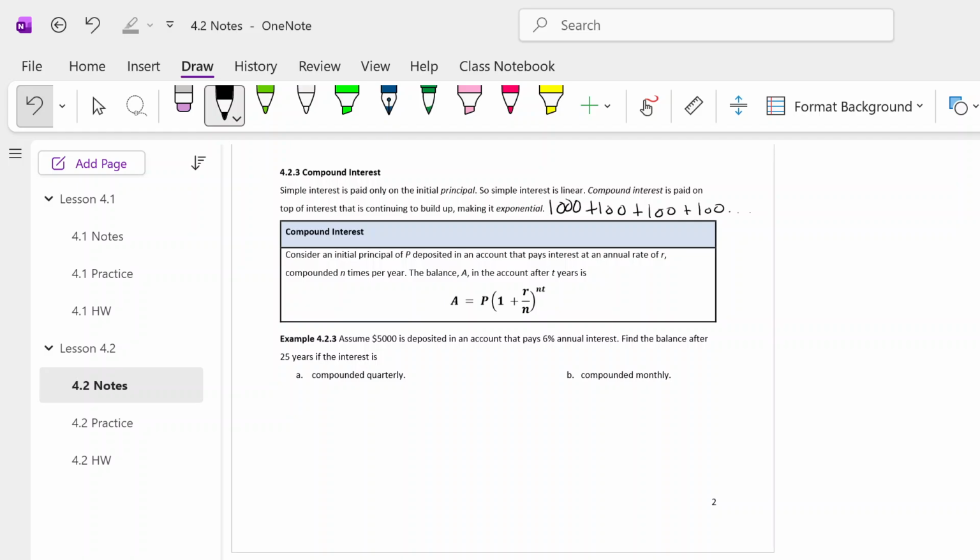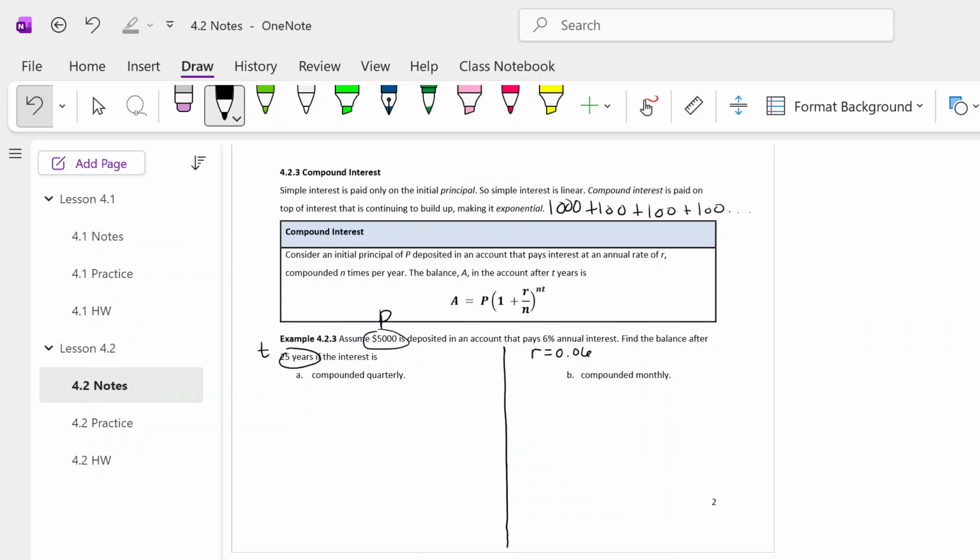So the formula is what it is. We're just going to plug in numbers and use it and try to get familiar with it. For A and B here, we are using the same $5,000 and the same 6% annual interest and the same 25 years. The only difference is that our N value is changing between quarterly compounding and monthly compounding. So $5,000 is your P value, your starting amount. For 6%, R is 0.06. We're converting 6% to a decimal. 25 years is our T value, and the only thing left is our N value.